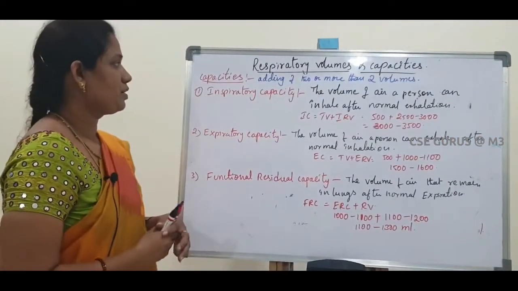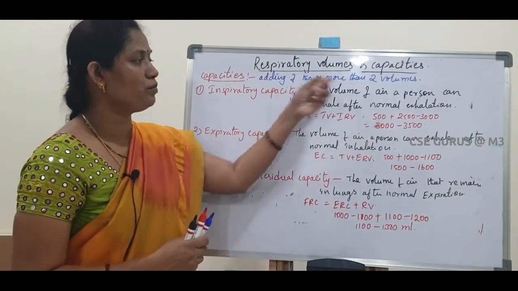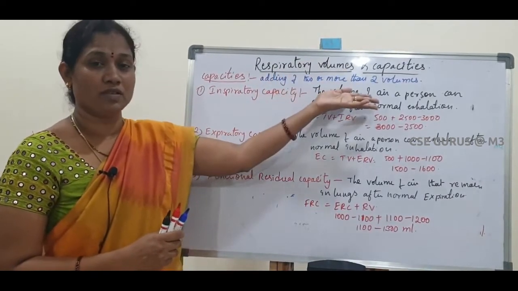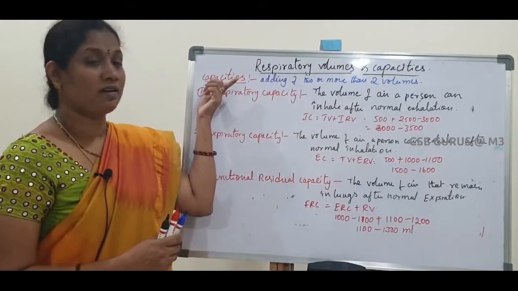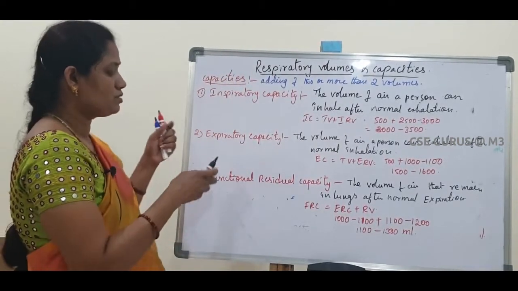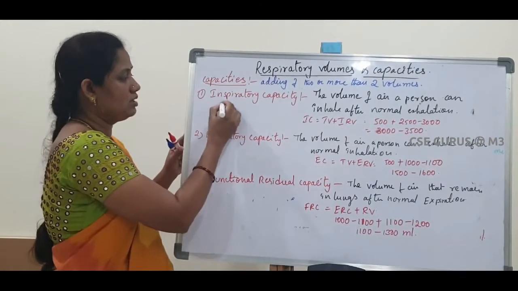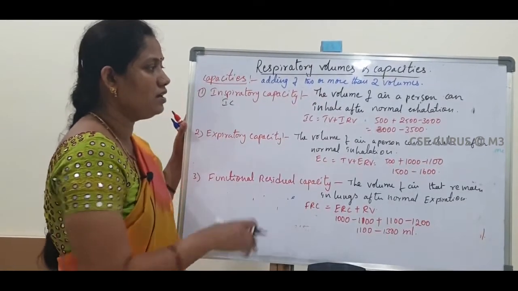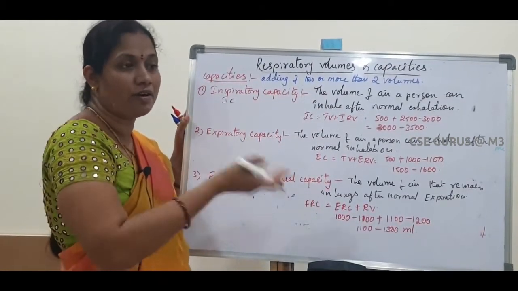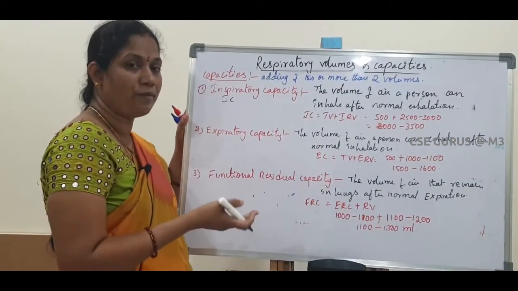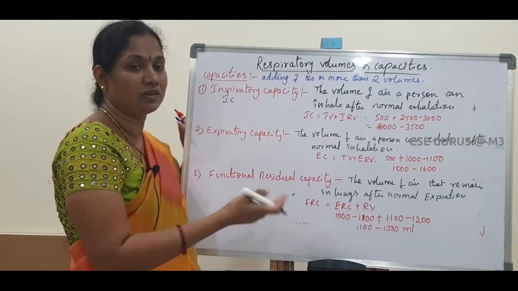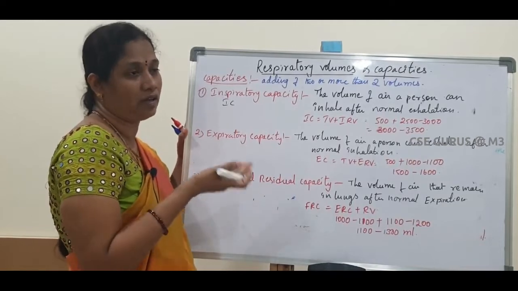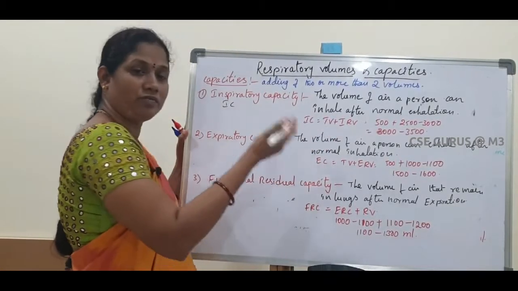Next, capacities. Capacities mean the addition of two or more volumes; as a result we get the capacities. The first one is inspiratory capacity, IC. Inspiratory capacity means the volume of air a person can inhale after normal exhalation. In normal exhalation, the tidal volume comes out. Then how much air can we take in? The TV volume we can take.